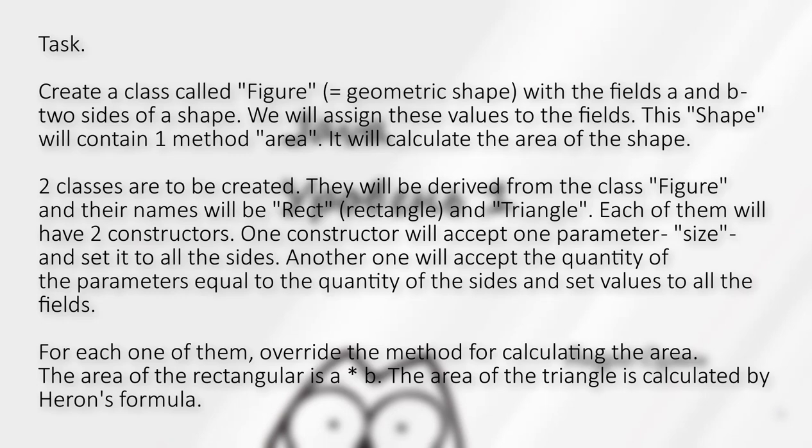The area of the rectangle is A multiplied by B. The area of the triangle is calculated by Heron's formula. You can look it up on the internet. It's not complicated. Try to do it on your own. I will allow you several seconds to pause the playback of this video. Good luck! So let's proceed.